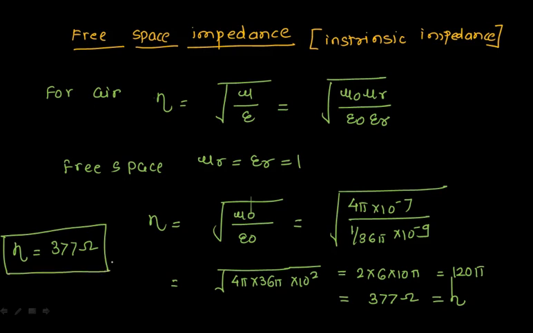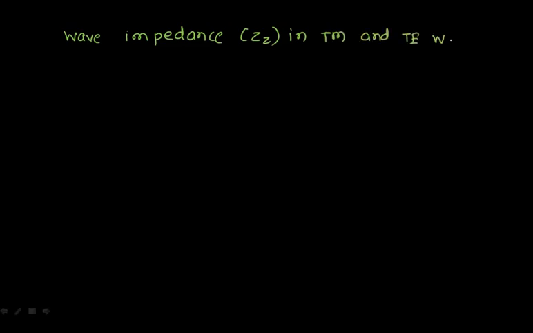So we have defined up till now two types of impedances. First is the characteristic impedance, and the second one is the free space impedance. Now hereafter we are going to talk about another impedance, which is the wave impedance. So for wave impedance, we'll talk for both the waves, that is for the TE wave and for the TM wave also. So here this is the wave impedance, that is, I can say, ZZ in TM and TE waves. So we'll take one by one.